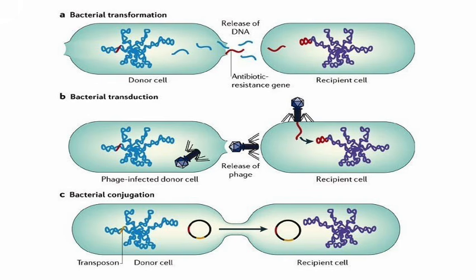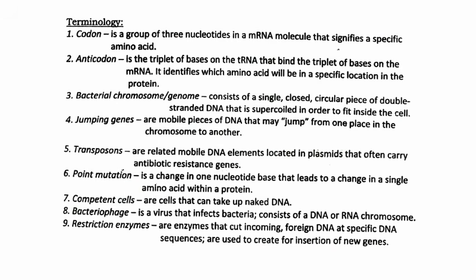Now, in terms of bacterial conjugation, it needs close contact and the production of the sex pilus or conjugation pilus to transfer genetic material, either plasmids or the main chromosome of the bacteria. Now, some terminologies connected to bacterial genetics are codon, anticodon, the bacterial chromosome or genome, and the jumping genes. Jumping genes are mobile pieces of DNA that can literally jump from one place in the chromosome to another. Most bacteria contain jumping genes.